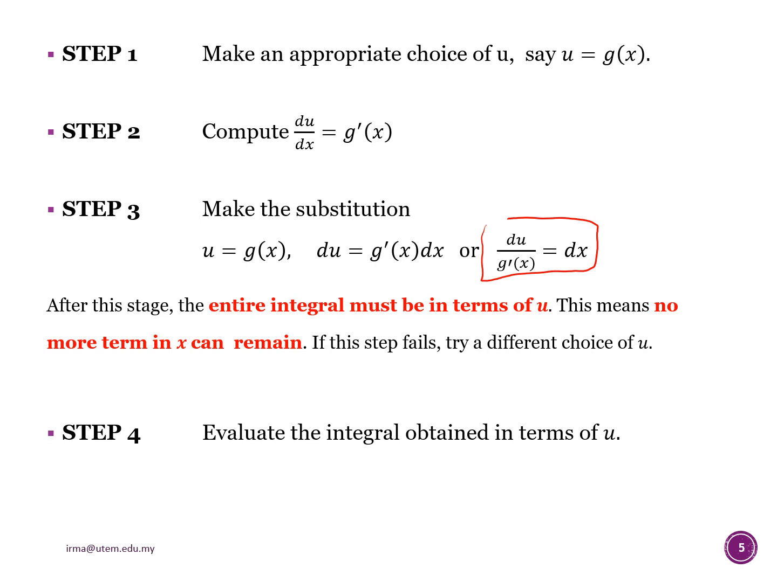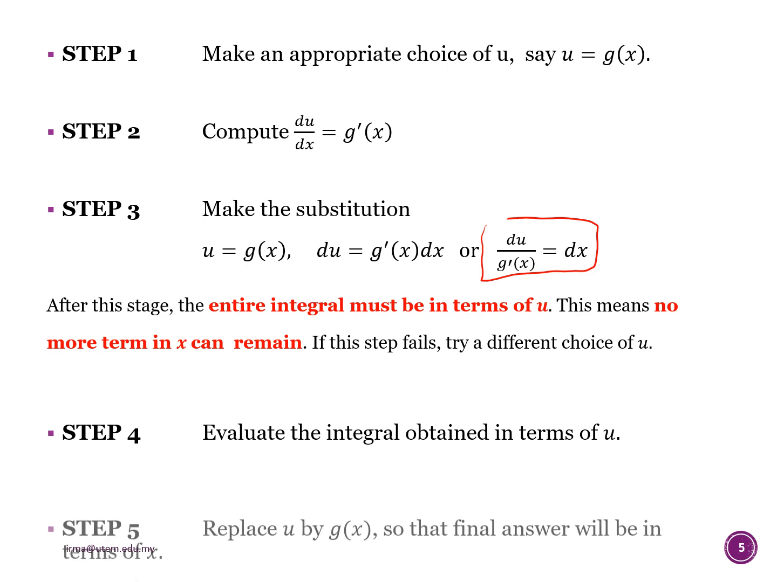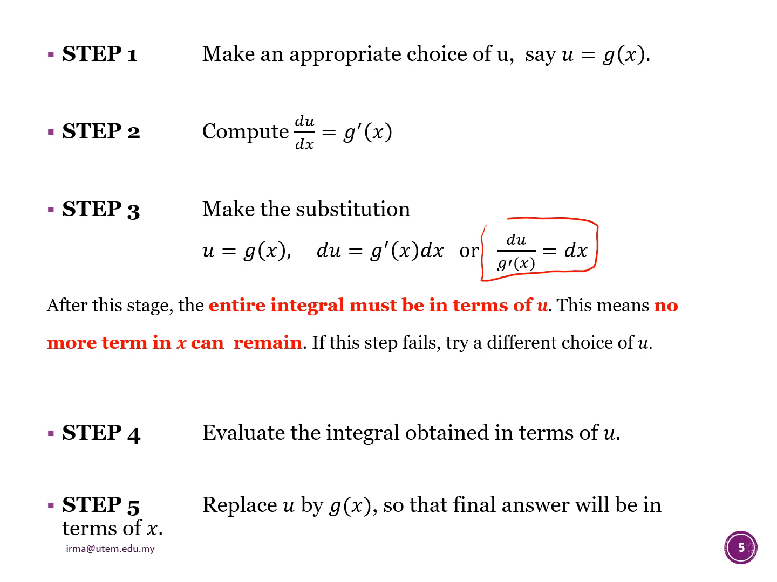Then step 4, you just evaluate the integral obtained, which is now just in terms of u. And step 5, after you integrate, you need to replace back that u with g(x), so the final answer will be in terms of x. These are the 5 steps in order to use the substitution method.